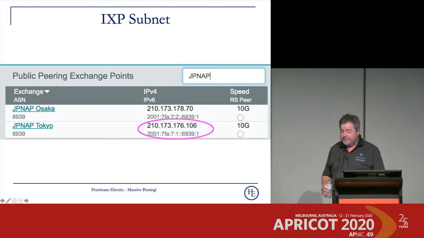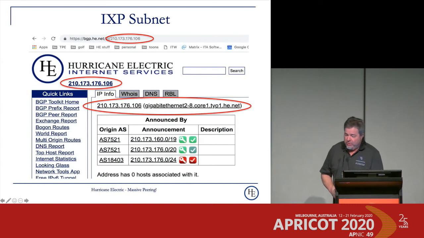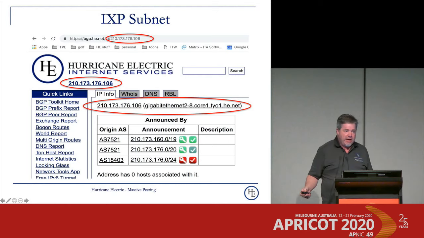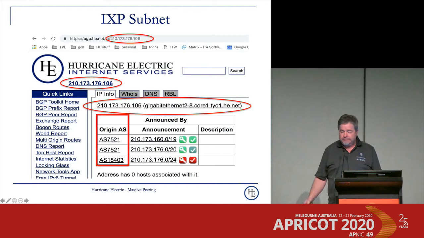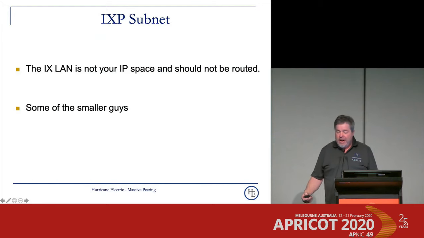So we check this. Here's an example of JPNAP, and this is my peering address. And lo and behold, there are several people advertising it. And this should never be happening. I've already contacted people in the past, and I hope that sometime they'll fix it. These are the ASes that are guilty of advertising, and this should never be happening. The IX LAN is not your IP space, and you should not be routing it.